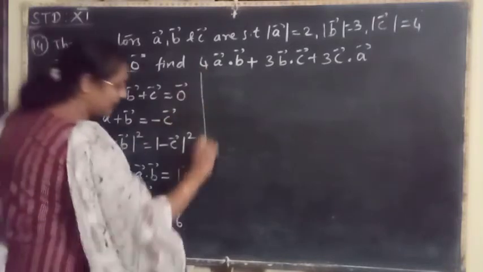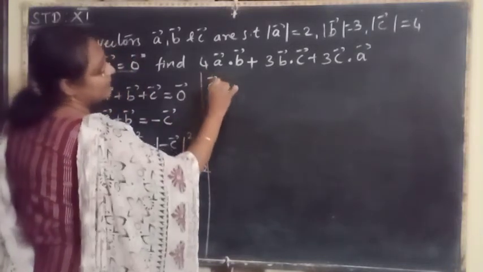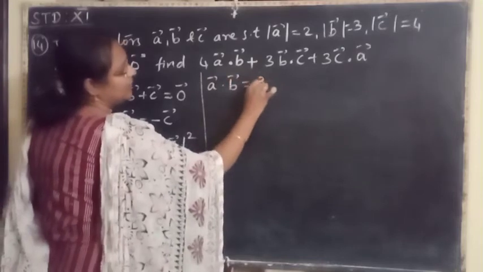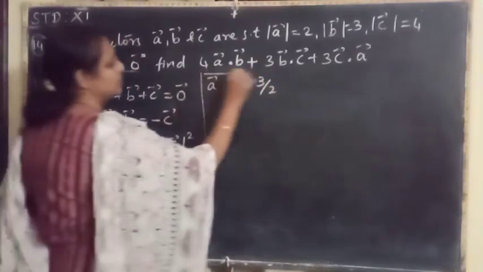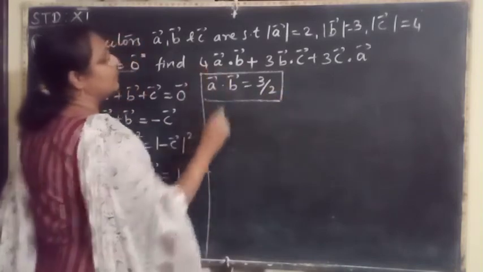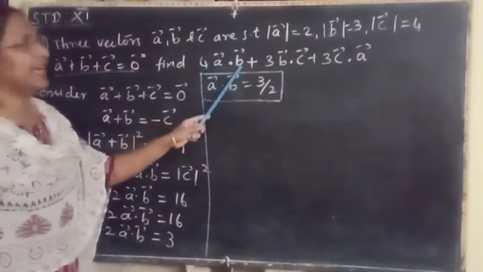So now the value of A vector dot B vector will be equal to 3 divided by 2. Yes or no? Yes? Okay. So box it out and keep. So we found the value of the first one, A dot B.